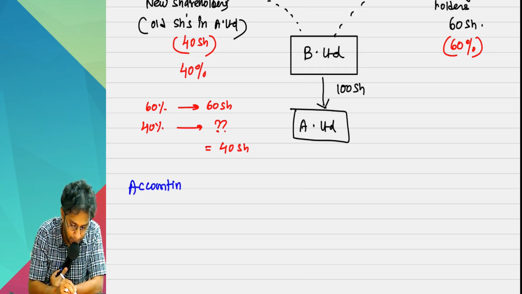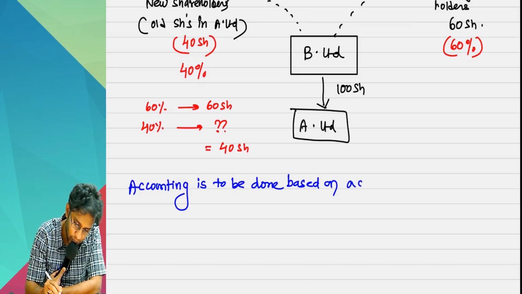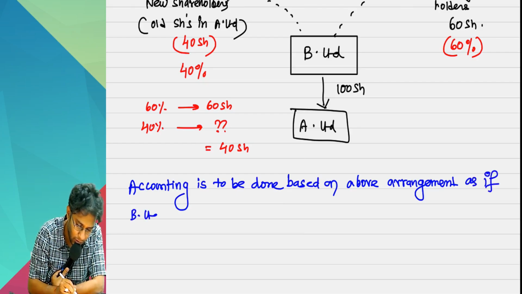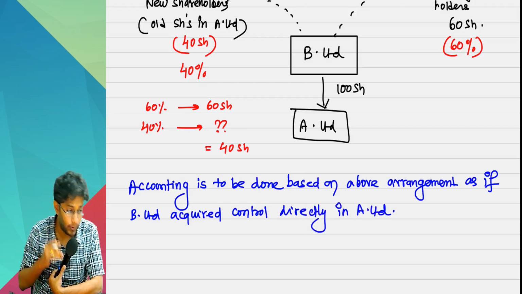Accounting is to be done based on the above arrangement, as if B Limited acquired control directly in A Limited.